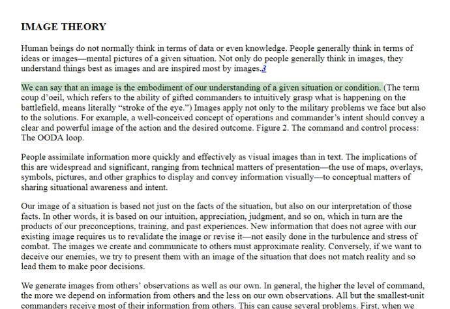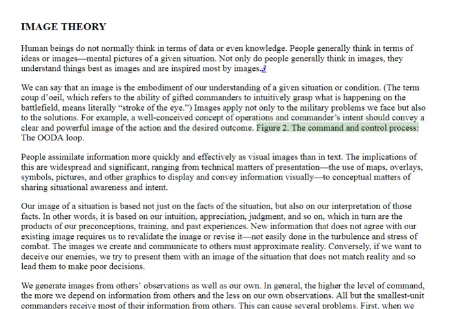We can say that an image is the embodiment of our understanding of a given situation or condition. The term coup d'oeil, which refers to the ability of gifted commanders to intuitively grasp what is happening on the battlefield, means literally stroke of the eye. Images apply not only to the military problems we face but also to the solutions. For example, a well-conceived concept of operations and commander's intent should convey a clear and powerful image of the action and the desired outcome.